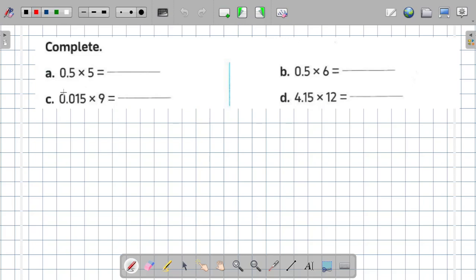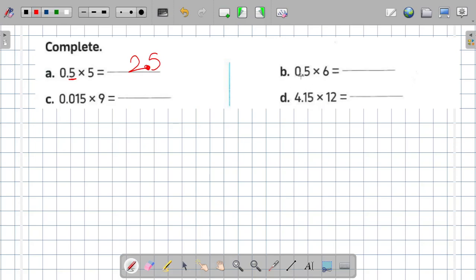The first one here, I have 0.5 by 5. So forget the decimal point and multiply. So it will be 5 by 5 equals 25. Okay, but here I have one digit before the decimal point, so I will put the decimal point before one digit. So it will be like here, 2.5.